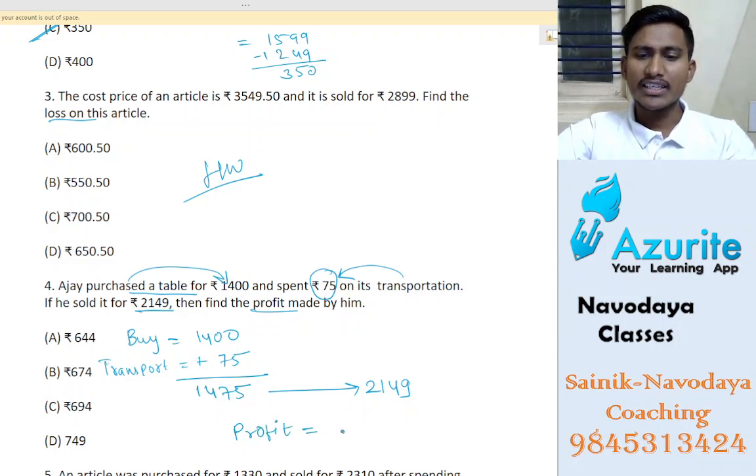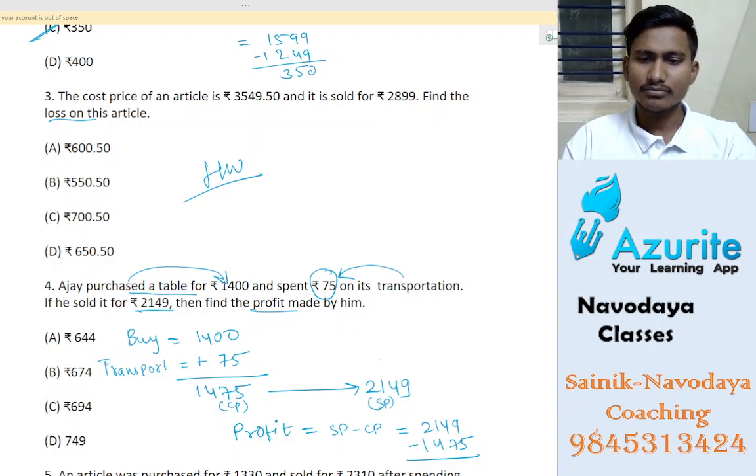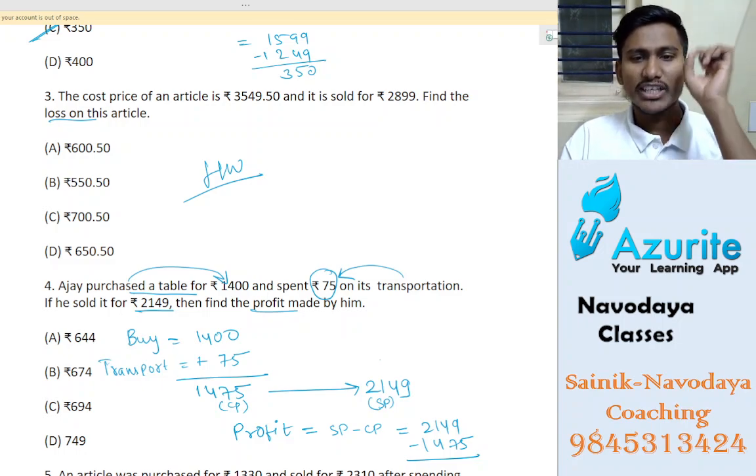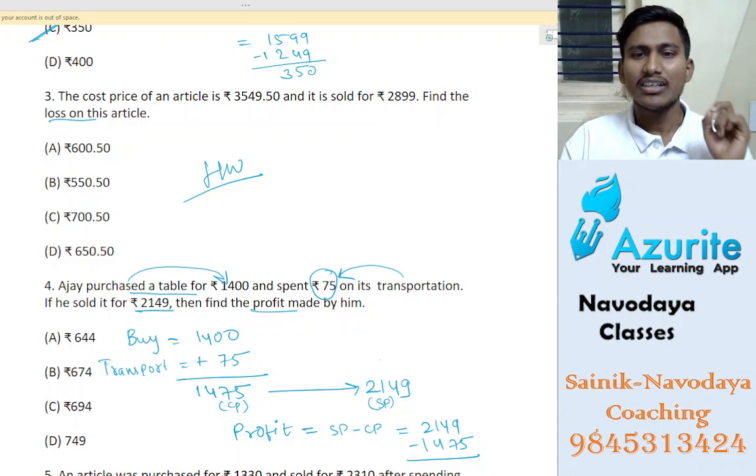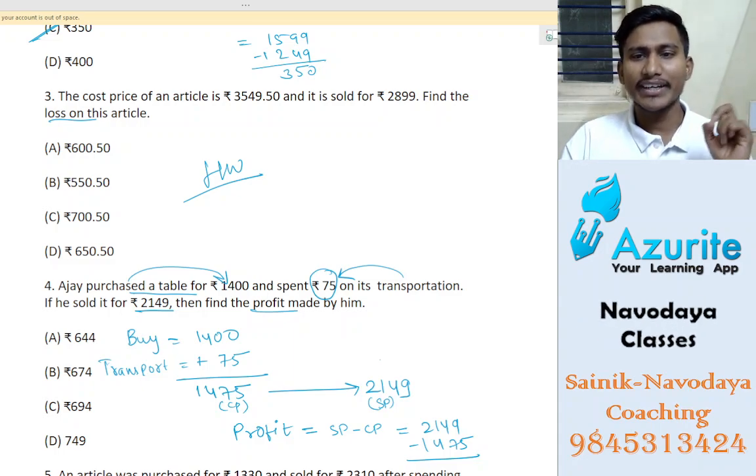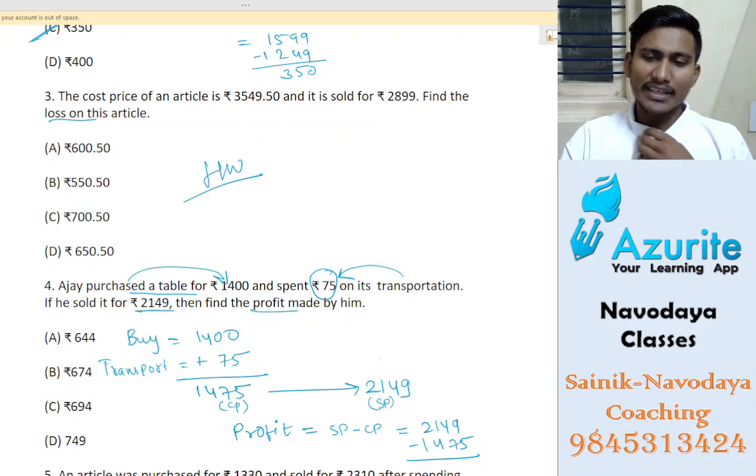That is, selling price is this and cost price is this. Selling price minus cost price. If you do, how much? 2149 minus 1475. You find it out, you will get the answer. Okay? So here the transportation cost is extra, that we have to add to the cost price. Okay, that is, he is spending it.